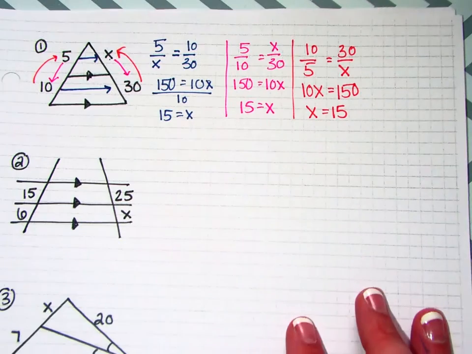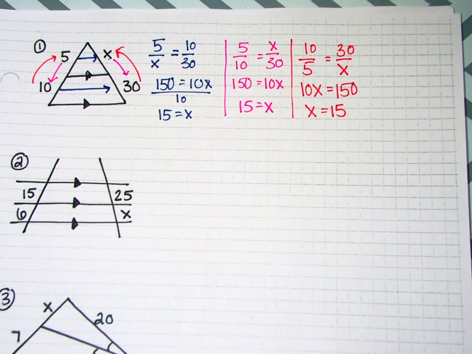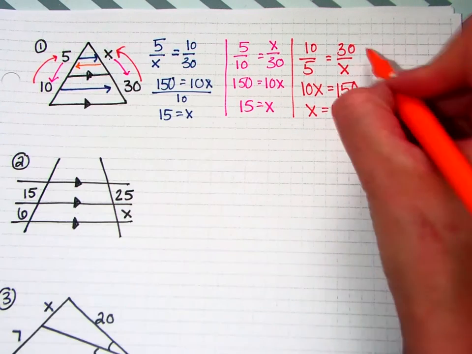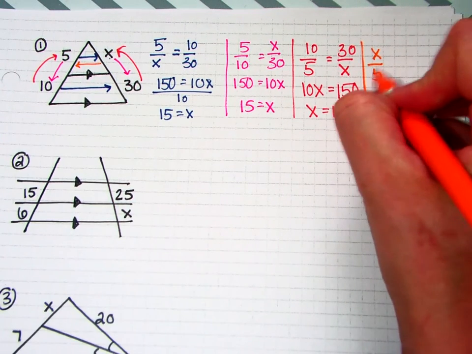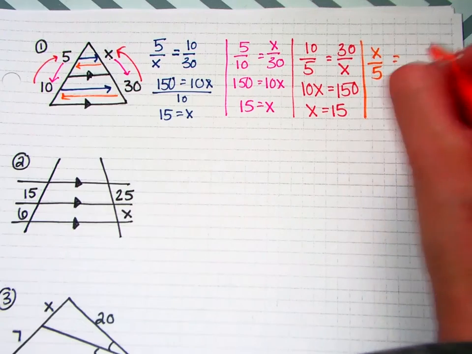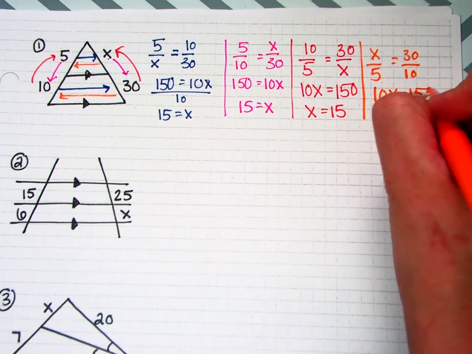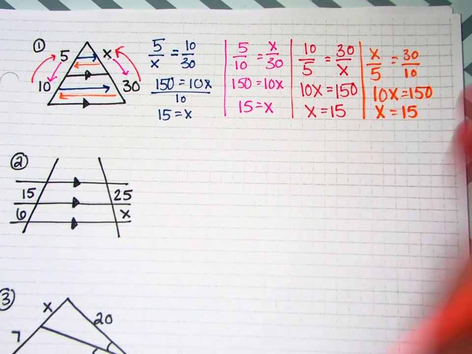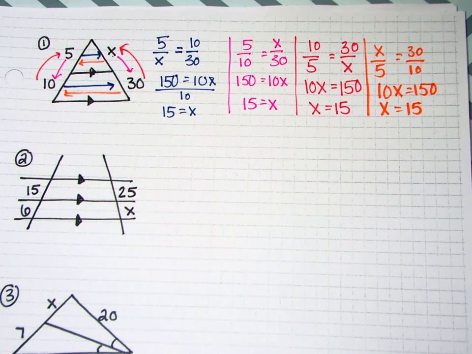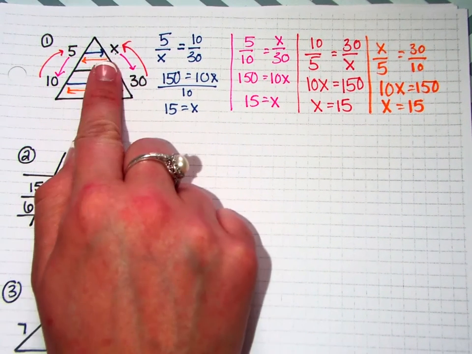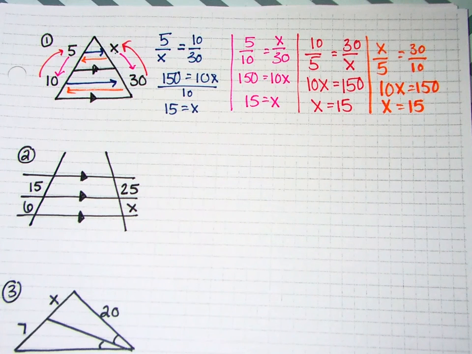The other way you can do this problem is right to left. Let's grab another pen here. So I could also go x over 5 equals 30 over 10. As long as I'm going the same direction, I'm going to get the same answer. So this pattern will work on any of these problems that we're about to do. Again, I'm always going to go left to right. It's just a little bit easier, but if you draw the arrows, as long as your arrows are going the same direction, you're setting the problem up correctly.